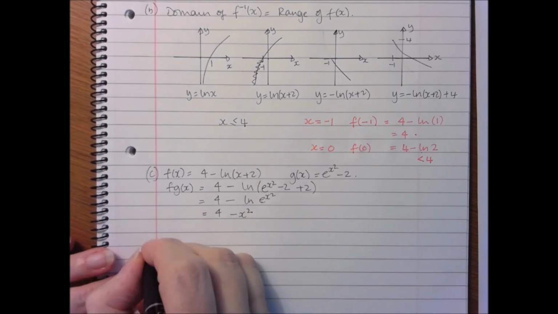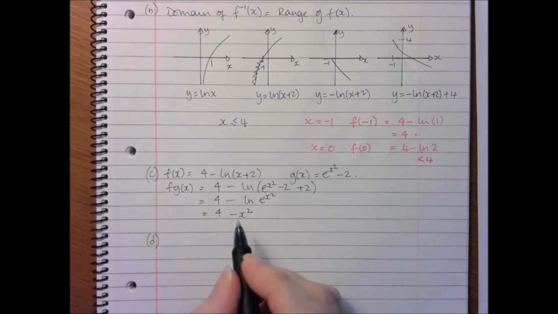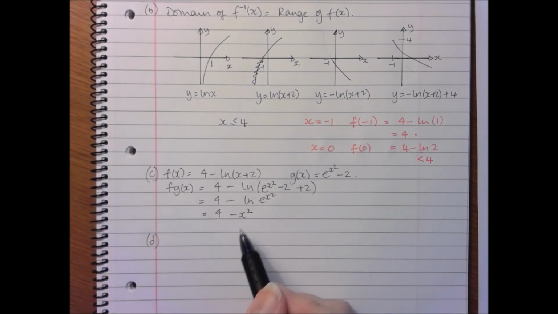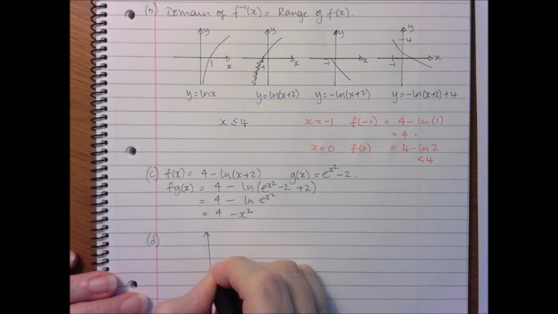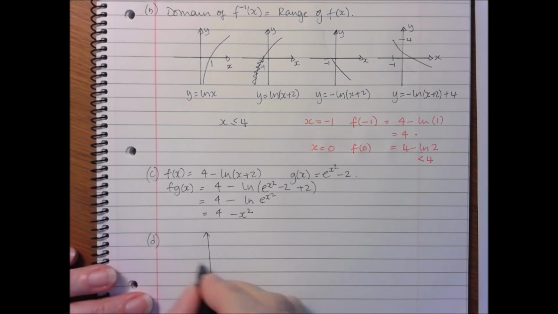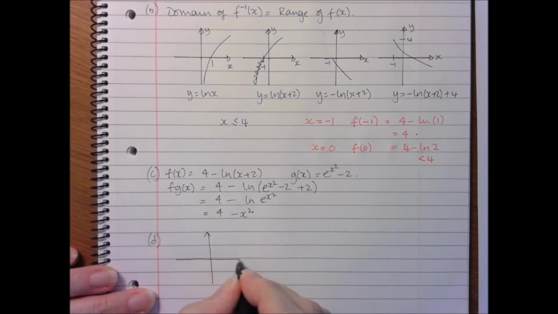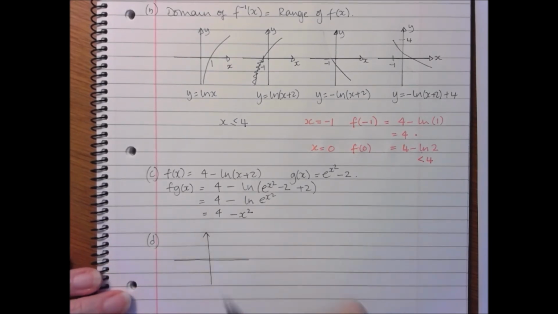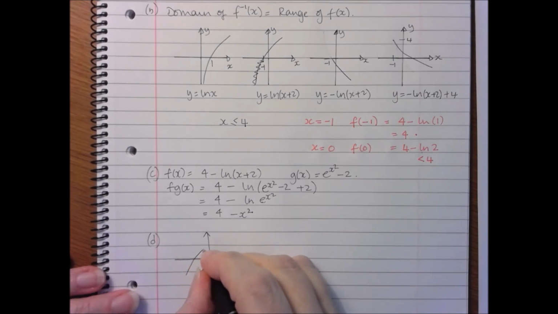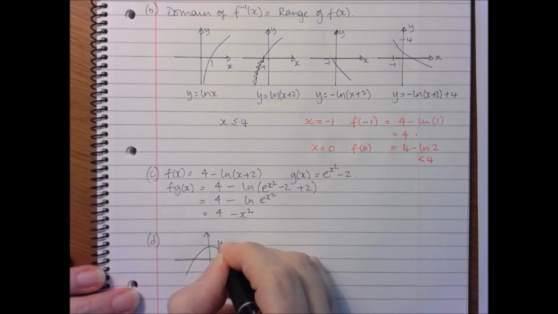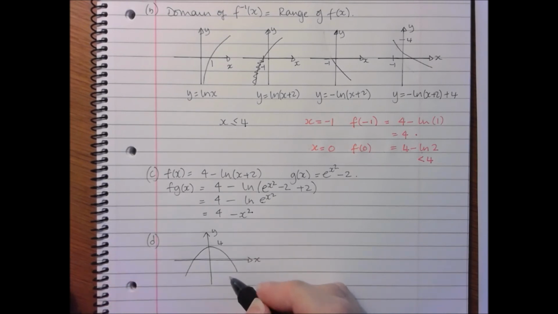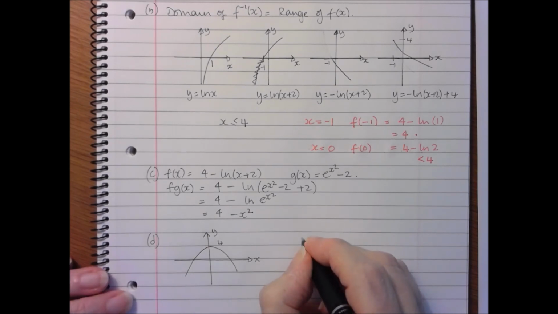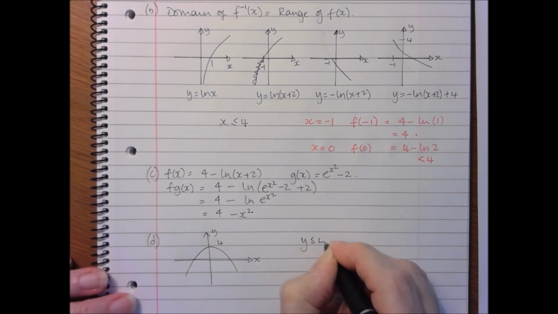And part D then wants the range of f of g of x. So if you think about this function here, if you do a quick sketch, it's a quadratic and it's an N shape, and it's going to go through 4 on the y-axis, so it's going to look like this. And from here you can see that your range is y is less than or equal to 4.